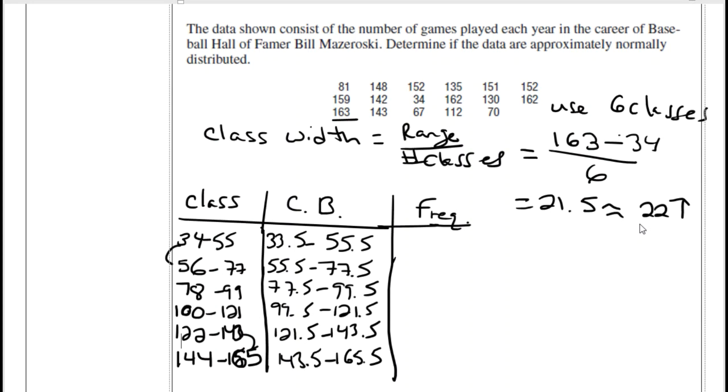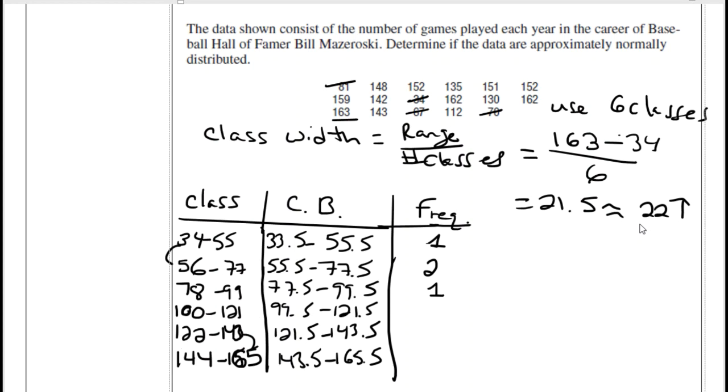All right, so now the frequency. We need to find how many numbers between 34 and 55. All right, so we're going to go ahead and count them. We have 1 here. And that's it, just one number. So that's 1. Between 56 and 77. So that's 1 here, 2. Between 78 and 99, that's 1 here. And that looks like that's it.